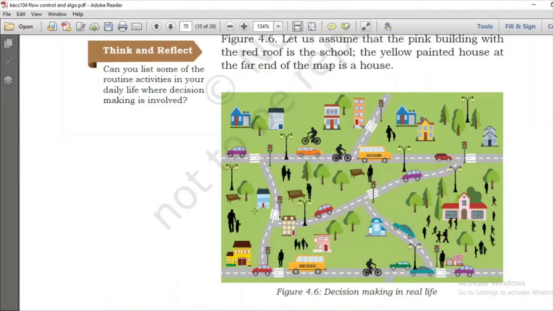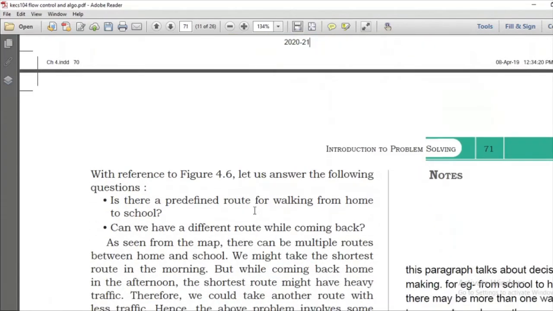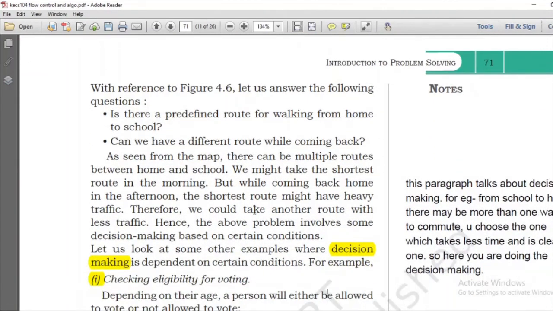For example, you have to go to school from your home. There are many roads which lead from your home to school. There are many streets and many ways to go. But which way will you choose? You will choose the one which takes less time and is clean. So this is how you will choose the lane which you are going to use for going from home to school.